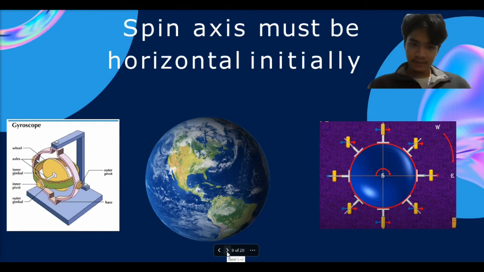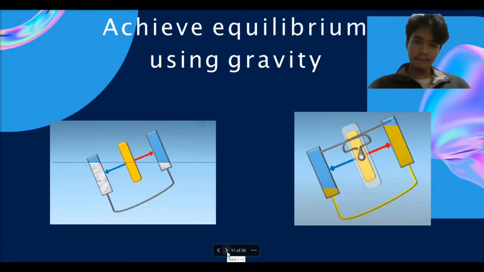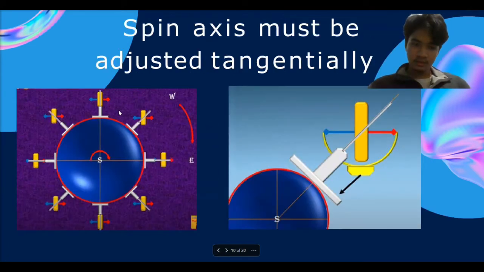Next, what we need to do is adjust where the tangential is. How to do that? We will use mass and gravity to achieve equilibrium. Why do we need to do it? Because we need to make sure the red one always points to the east and the blue one always points to the west. That means it needs to be tangential.